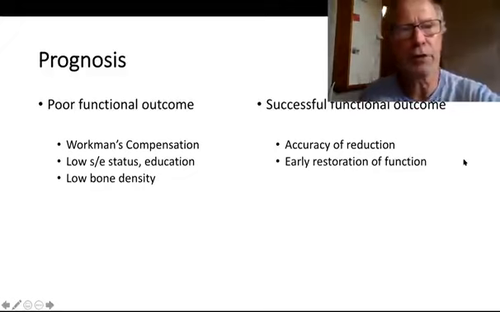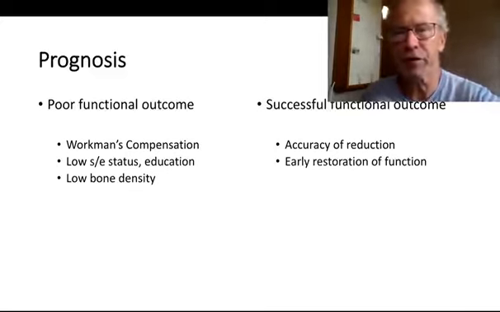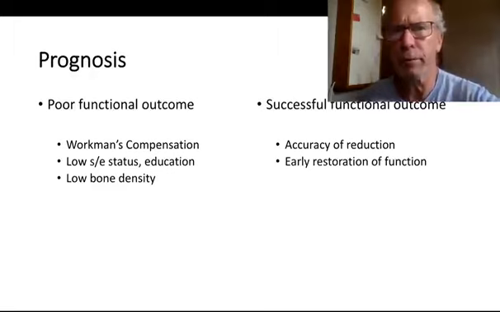Okay, from a prognosis, how do these injuries do? Just a few markers with regards to who does well and who does not. So you look at the successful outcomes on the right. The more accurate your reduction and the maintenance of your reduction, the better the outcome, and the early restoration of function. So your OTs, physios are critical to getting good outcomes, and one doesn't want to keep these injuries immobilized any longer than necessary.